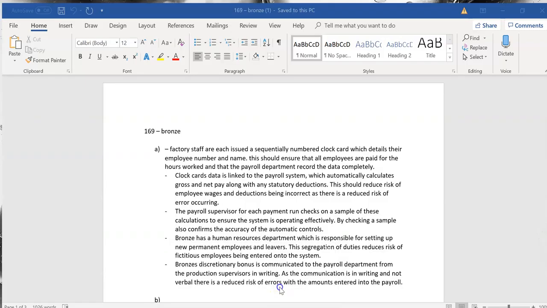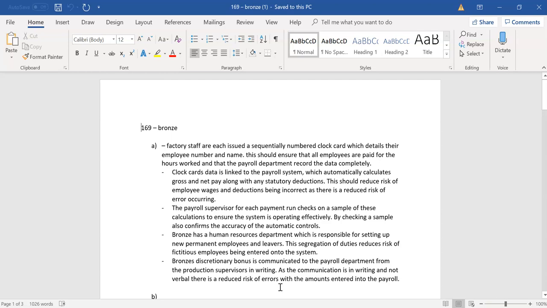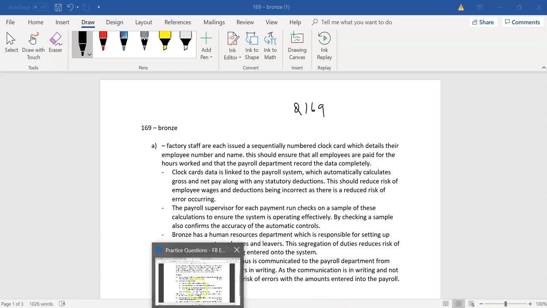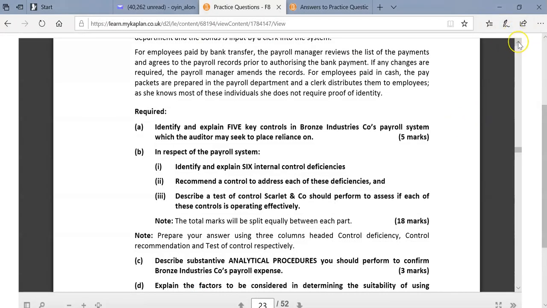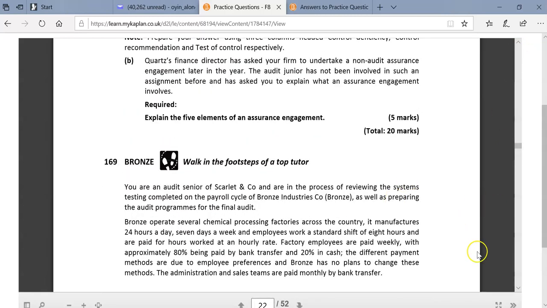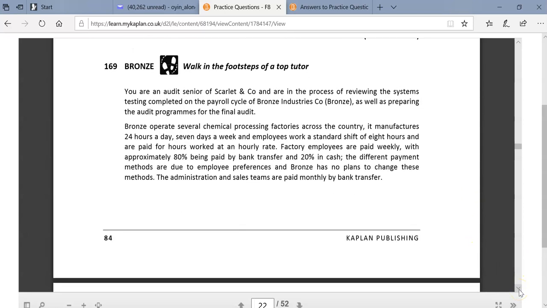So let's kick off. Let's tackle question 169. And the question, yes, Bronze. What we have here is a controls question ultimately. First of all, you've done a great job on the question. They're talking about systems, and as usual you have this scenario given to you where there are lots of control issues and they want you to find them and make recommendations.